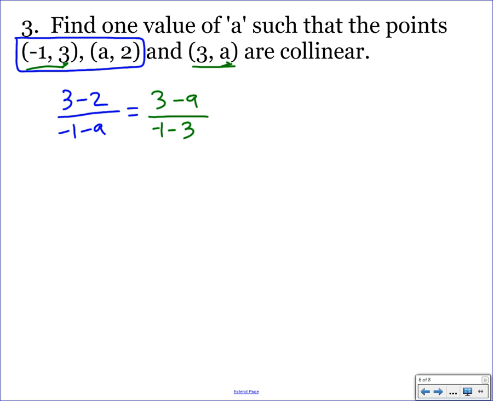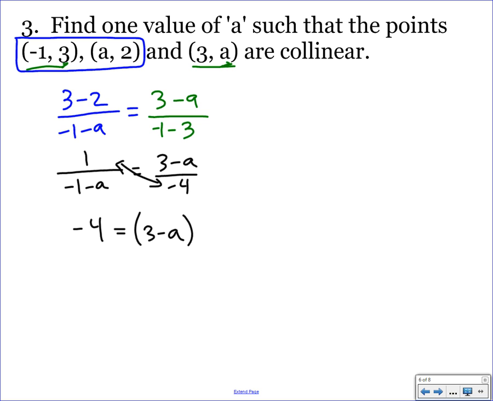Okay, simplify. 3 minus 2 is 1 over a -1 minus a equals 3 minus a over a -2. Wait, Marnell learned how to subtract. That's a -4. Jeez. So I have a -4, cross multiply, -4 equals 3 minus a times -1 minus a.